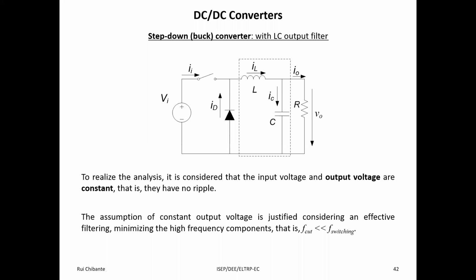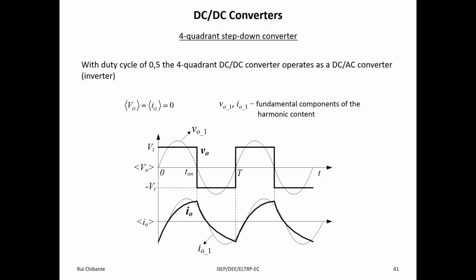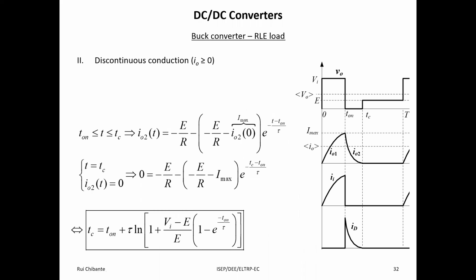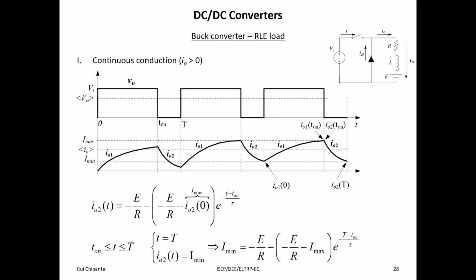We are going to analyze this DC-DC converter, this step-down converter, but in this case with an output LC filter. So we saw in last class basically this converter without the filter. So it was this situation here.